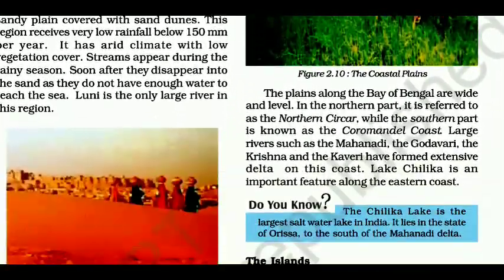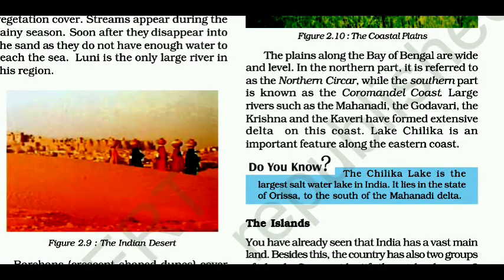The plains along the Bay of Bengal are wide and level. In the northern part, it is referred to as the Northern Circars, while the southern part is known as the Coromandel coast. Large rivers such as the Mahanadi, the Godavari, the Krishna and the Kaveri have formed extensive deltas on this coast. Lake Chilika is an important feature along the eastern coast.